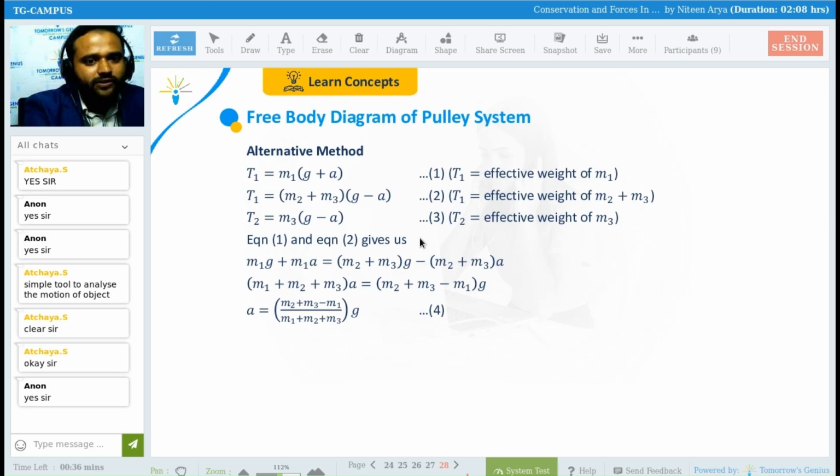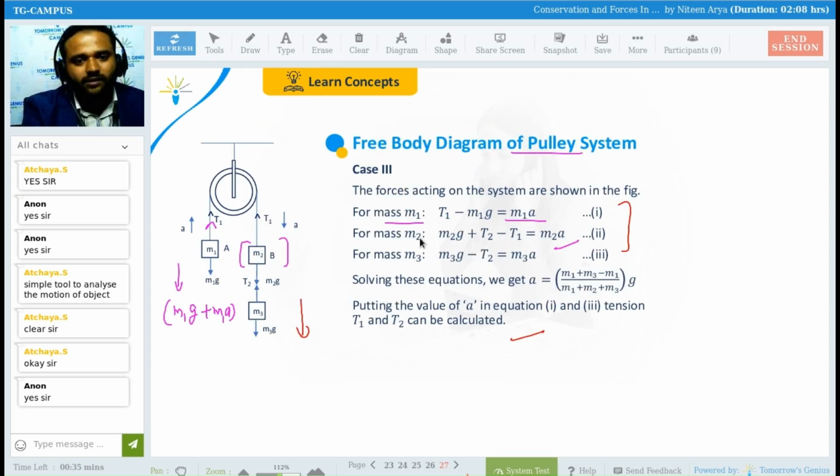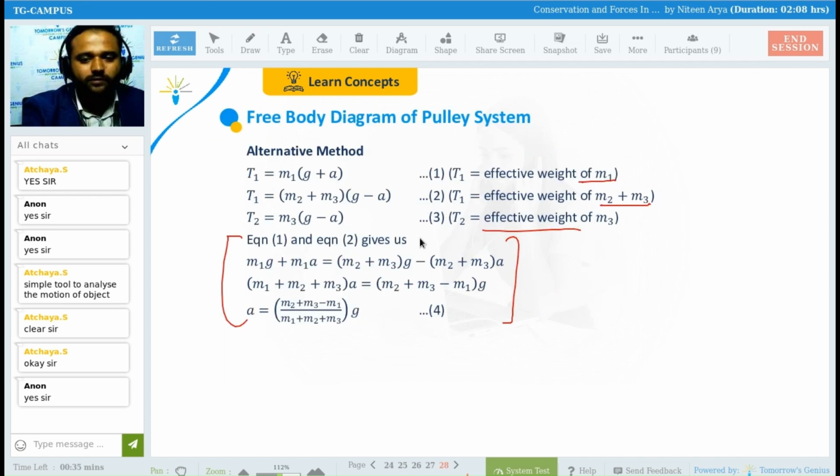Alternative method: T1 equals M1(g plus a). T1 is the effective weight of M1. T1 equals (M2 plus M3)(g minus a). T1 is the effective weight of M2 plus M3. And T2 is M3(g minus a), the effective weight of M3. So when we equate all three equations, automatically we get the same scenario. So there are two methods given in this case number 3. You need to just recheck and follow the same sense. Clear? Good.